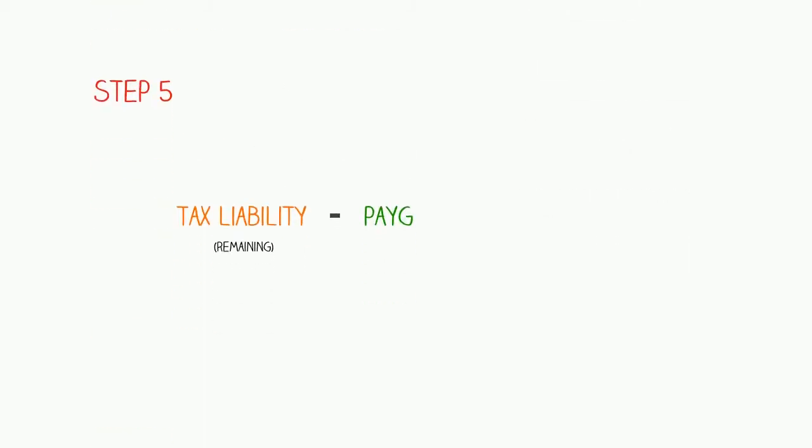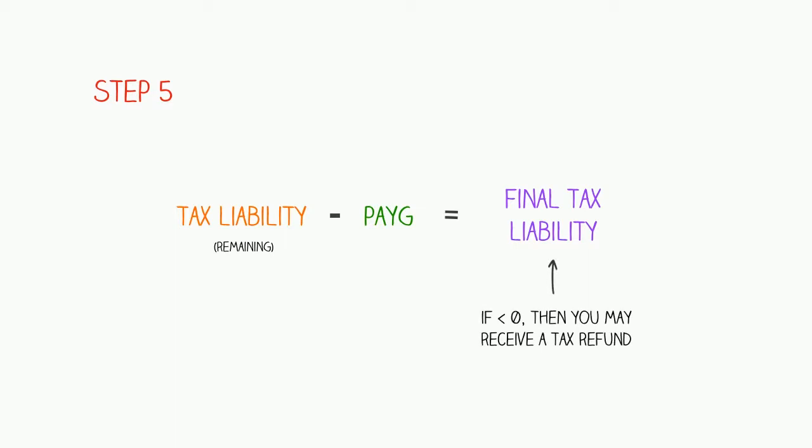Finally, step 5 is to take your remaining tax liability and subtract PAYG tax payments that you've already made. The result is your final tax liability. Now, if the result is a negative number, this means that the ATO may have overtaxed you and you may be able to get a tax refund. And that is, on a very simple level, how to calculate your tax.